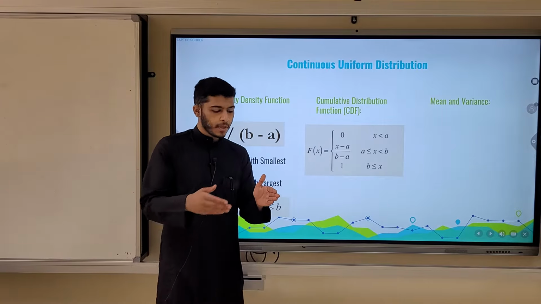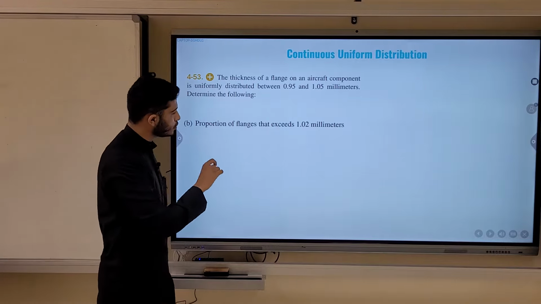Now let's solve a conceptual question about continuous uniform distribution. The question says, the thickness of a flange on an aircraft component is uniformly distributed between 0.95 and 1.05 millimeters. Determine the following. So let's see what we need to determine: the proportion of flanges that exceeds 1.02 millimeters.